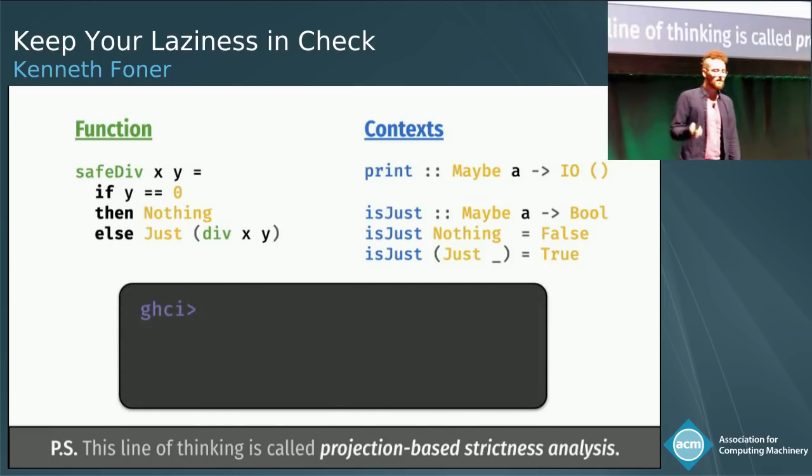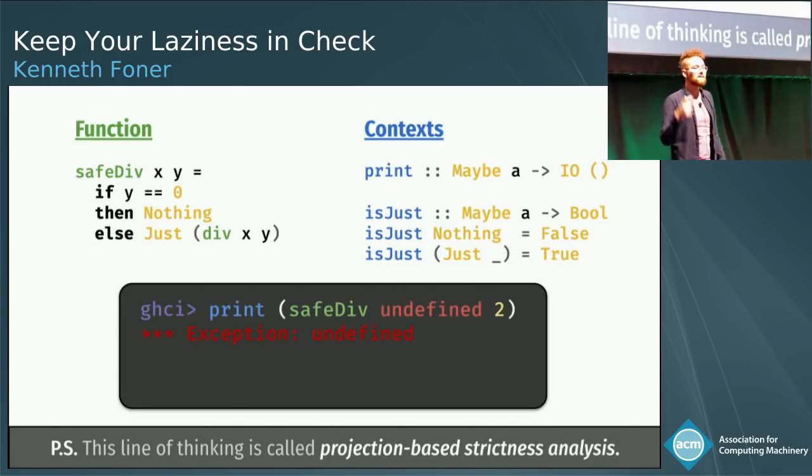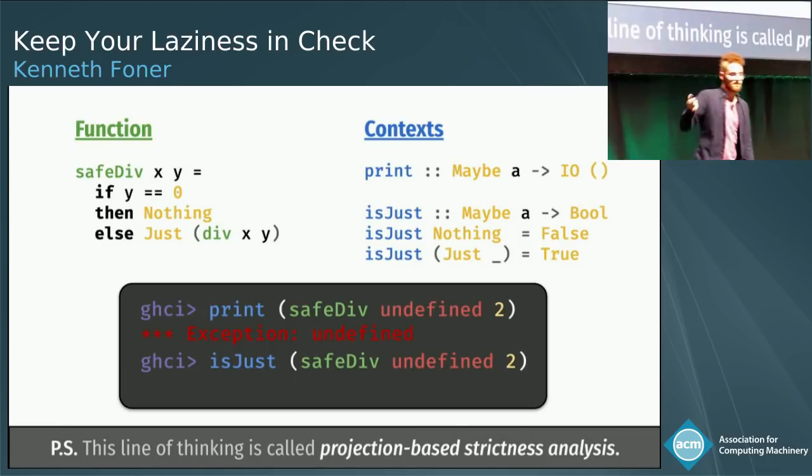So I have my function, safediv, and I have some contexts that I might evaluate safediv in. When I call safediv in a particular context, I'm curious how much that outer context, that setting of safediv, actually evaluates. So if I print safediv applied to undefined and 2, that's to say if I safely divide undefined by 2, and I print the entire result, that's going to force the entire result to be evaluated, that whole Maybe A. And what that means is that the undefined, the x, is going to have to be forced because we actually divided x by y, and that blows up. On the other hand, if I just ask whether the result was Just or Nothing, I can say that definitively without actually performing any division whatsoever.